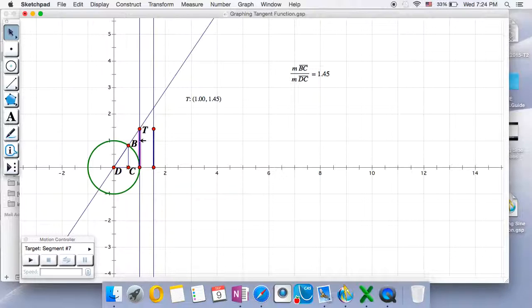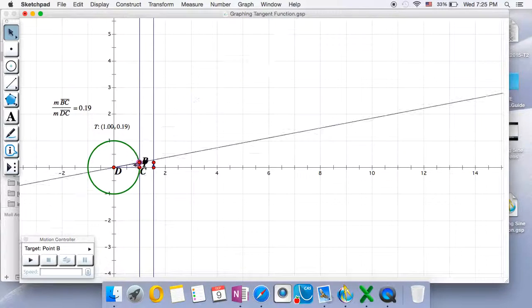Notice that we have another segment that is congruent to the segment from T to the point (1, 0). And notice that the coordinate of T is (1, 1.45) at this point. And also notice that we have the tangent, which is 1.45.